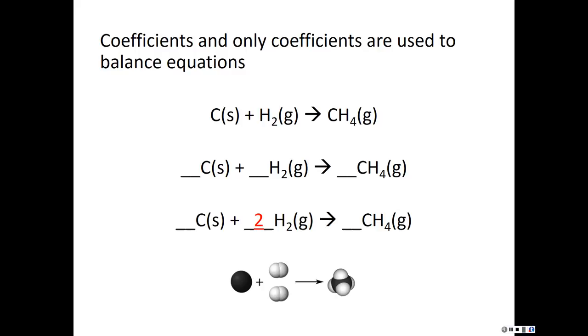So let's do NiCl4 plus O2 goes to NiO4 plus Cl2. So NiCl4 plus O2 goes to NiO4 plus Cl2.